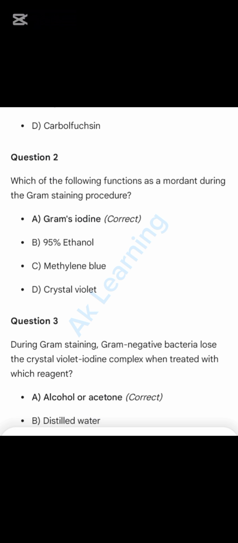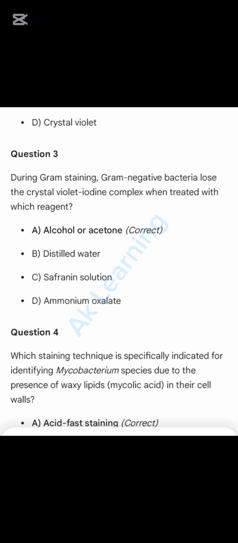A. Gram's iodine. Correct. B. 95% ethanol. C. Methylene blue. D. Crystal violet. Question 3. During gram staining, gram-negative bacteria lose the crystal violet iodine complex when treated with which reagent?